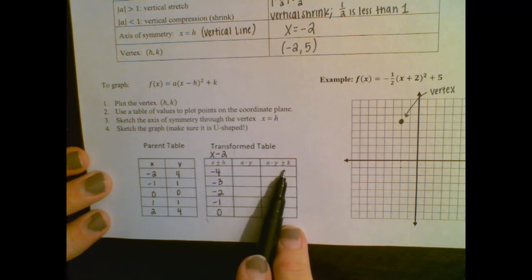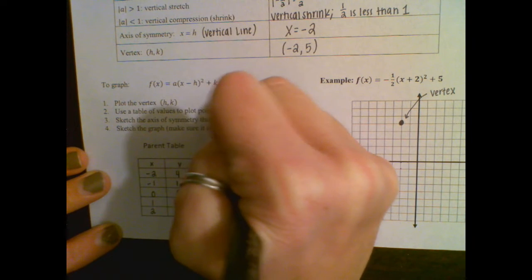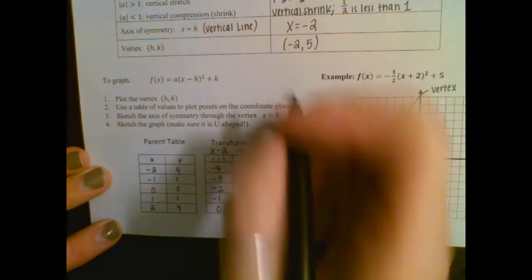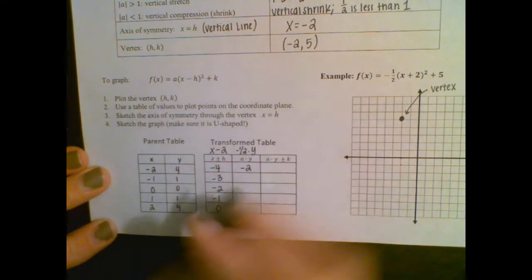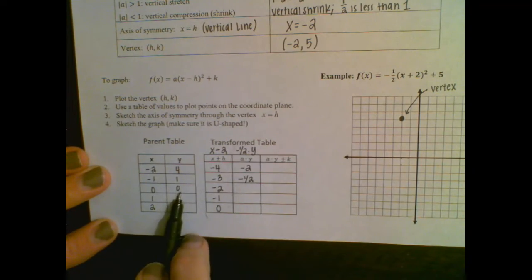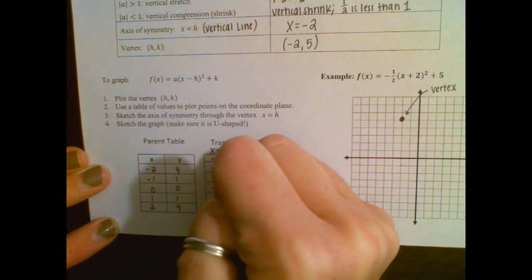But then we need to transform the y value. So the first thing I need to do is multiply by my a value, which is going to be -1/2. I want to multiply all of my y values by -1/2. So 4 times -1/2 is -2. 1 times -1/2 is -1/2. 0 times -1/2 is 0. And then I end up getting -1/2 and -2.